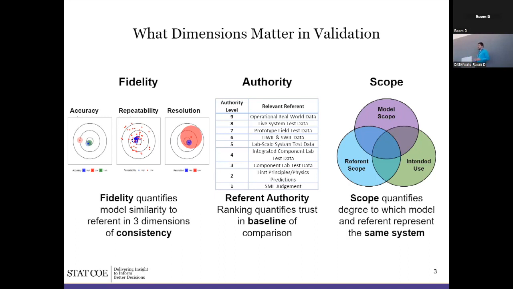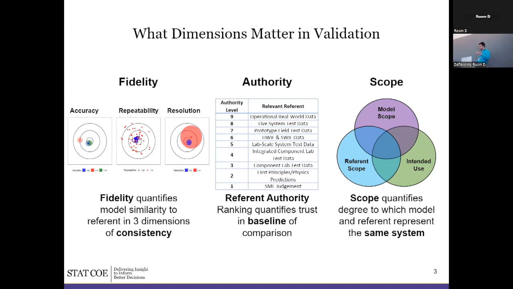But beyond just how well does our model fit our data, we have other considerations. For instance, authority. How well do we trust our data, right? What are we comparing against? Our model can only be as valid as the data that we're using to understand our model.